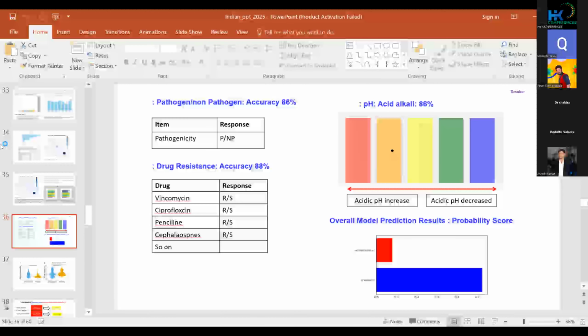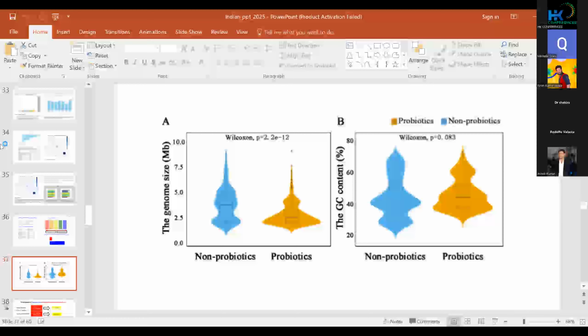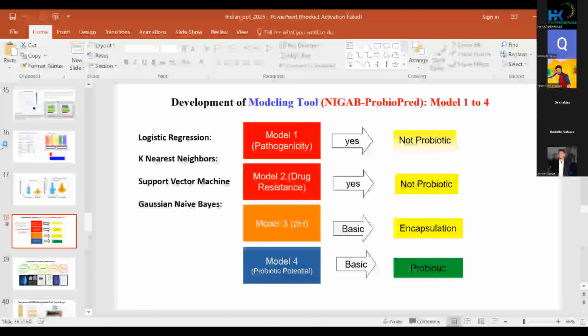So overall, the model prediction was very helpful for predicting new probiotic strains in our lab. By using a simple machine learning method, we built a new model which can predict probiotic and non-probiotic strains in our lab. Using this, we can easily predict the probiotic nature of a strain without performing any type of biochemical test in the lab, right?